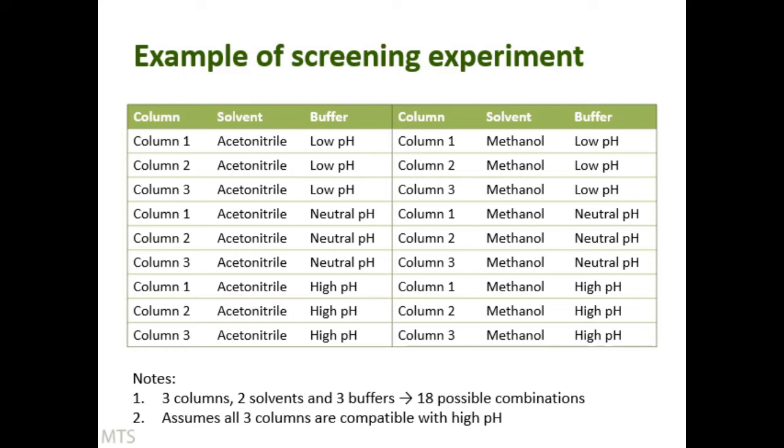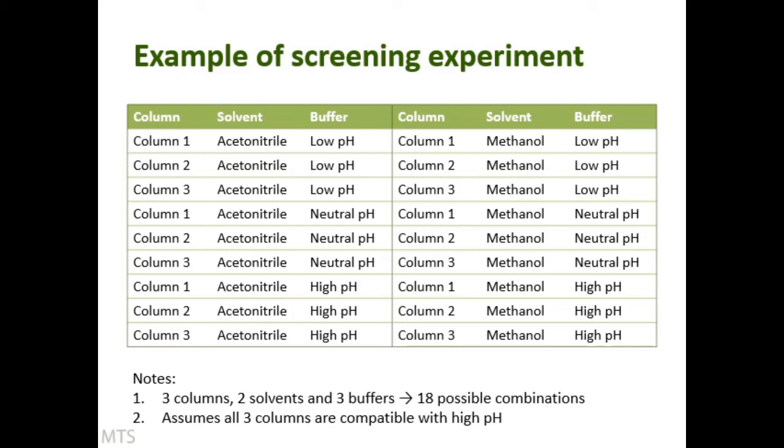So if you did all of this, you could see that you have 18 possible combinations. So that's quite a lot of work if you go down this route. And that's only 3 columns screened. And the other little proviso in this particular example is that I've put them at high pH, all 3 columns. And that does assume these columns will work on a reverse phase system with this high pH. And sometimes they do, and we choose them for that, and sometimes they don't. So these types of approaches are quite time consuming.